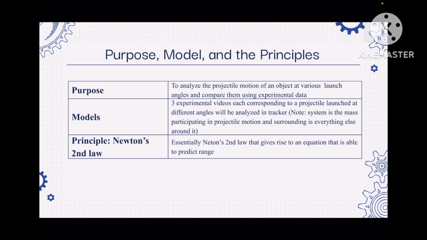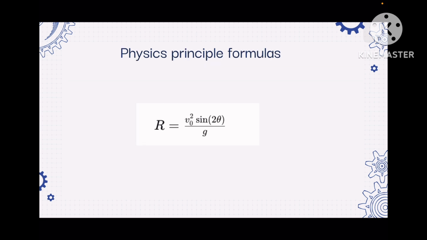Note that the system is the mass participating in projectile motion, and the surrounding is everything else around it. So the principle that we're going to look at is essentially, sorry, there's a typo there, Newton's second law, which then gives rise to an equation that is able to predict range. So specifically, this is the equation.